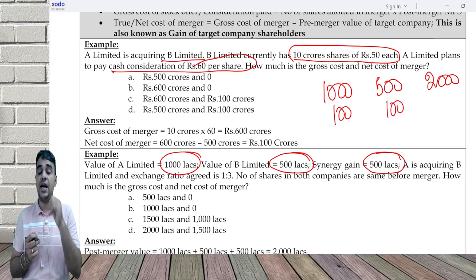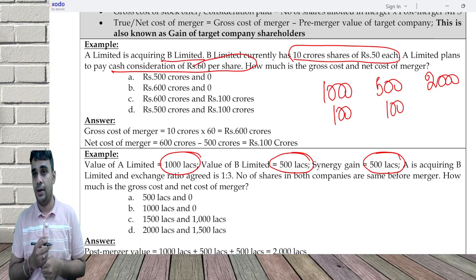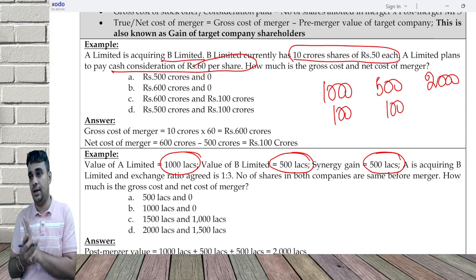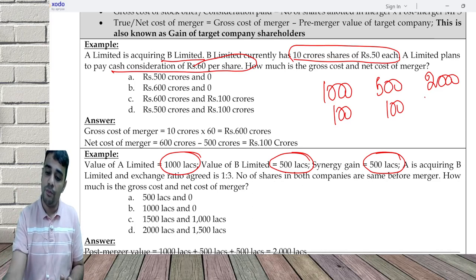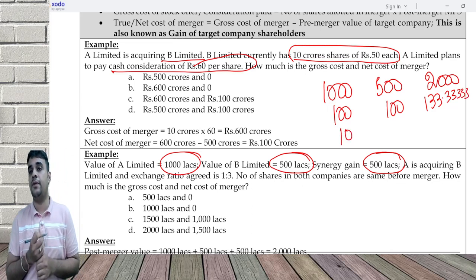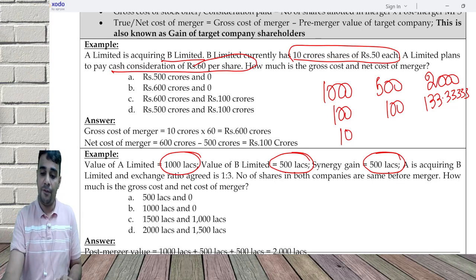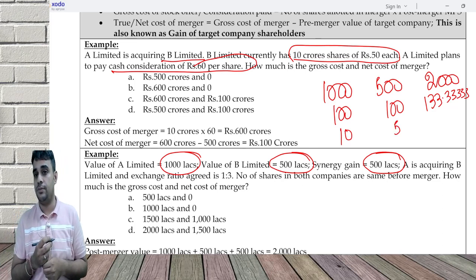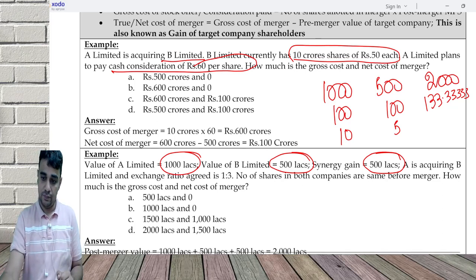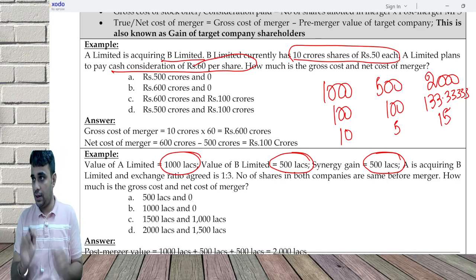How many shares will I issue in the merger exercise? 33.333333. This is just to do the calculation. It may not be 100 in the practical one. So post merger, it will be 133. This is the pre-merger price: 1000 divided by 100, 500 divided by 100. And 2000 divided by 133 is what? 15. Clear? Any doubts on this?